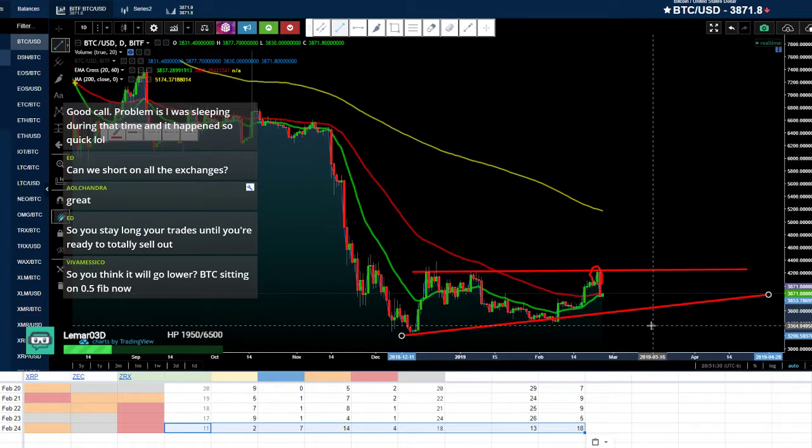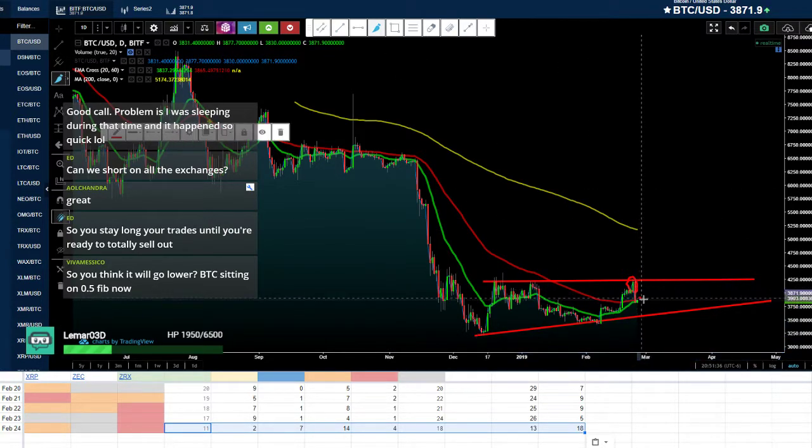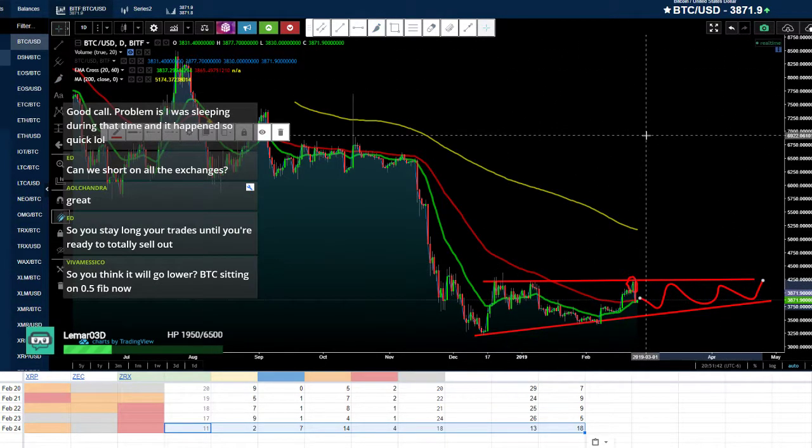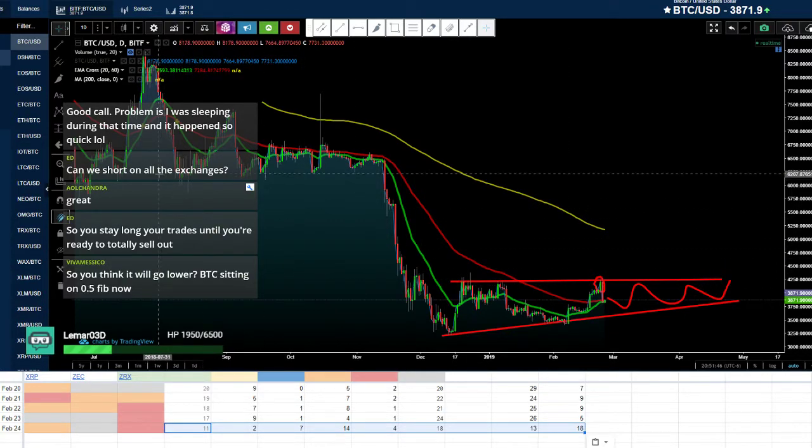But look how long it could take. This could take a while for it to bounce around inside this range. And if it did that, that would be awesome. It would do such a powerful breakout from that. It would be very awesome. Let me clear that off.